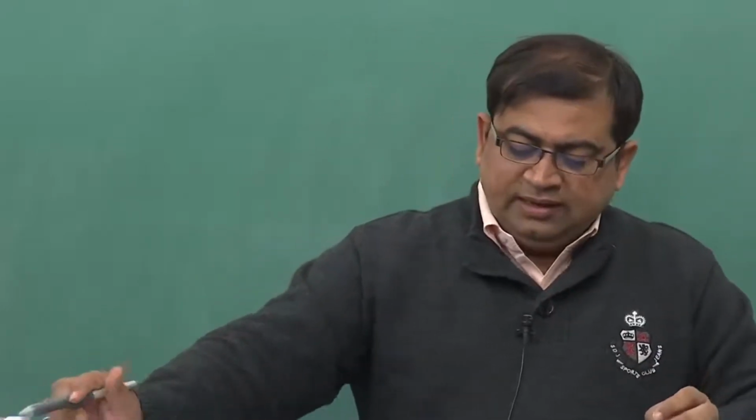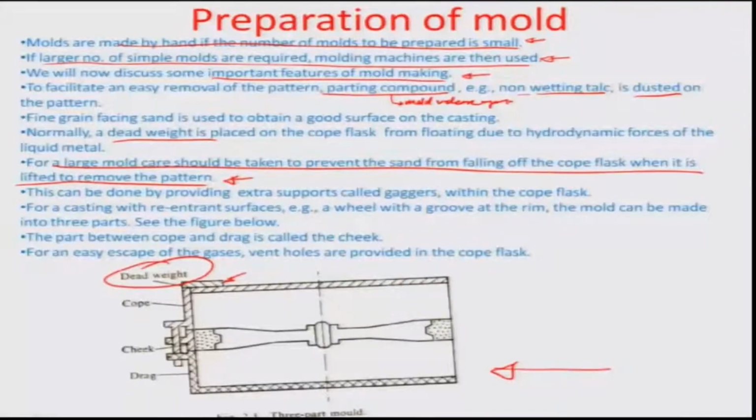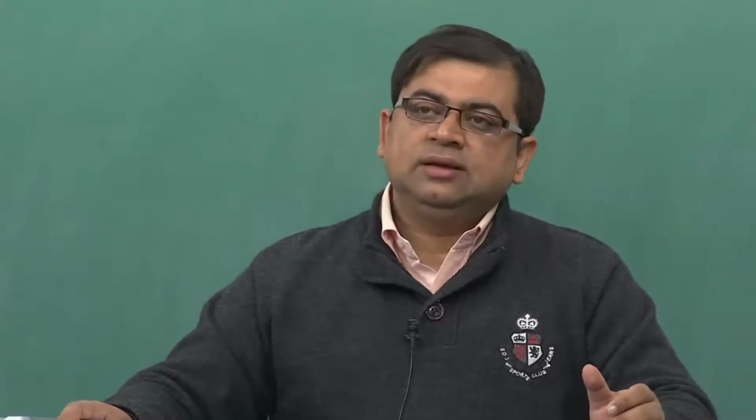So it can be provided extra supports, and these are sometimes known as gaggers, which are normally provided within the cope flask to ensure that there is no fall of loose sand, thus damaging the overall pattern surface in the cope half.